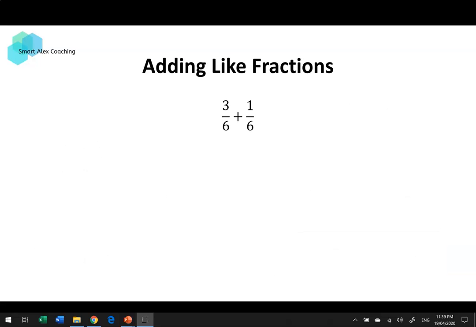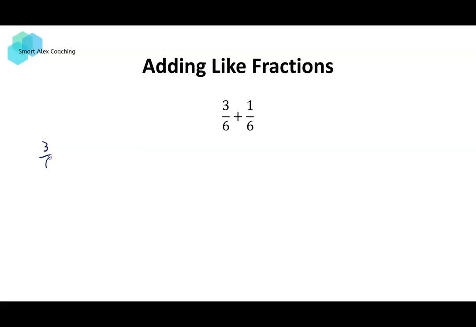Let's consider what happens when we add like fractions. In this example, we're going to look at 3/6 plus 1/6. The fraction of 3/6 can be represented using a bar that's divided into 6 equal parts, and I'm going to be shading 3 parts out of the 6. The fraction of 1/6 can also be represented using a bar that's divided into 6 equal parts, and I'm going to be shading 1 part out of 6.